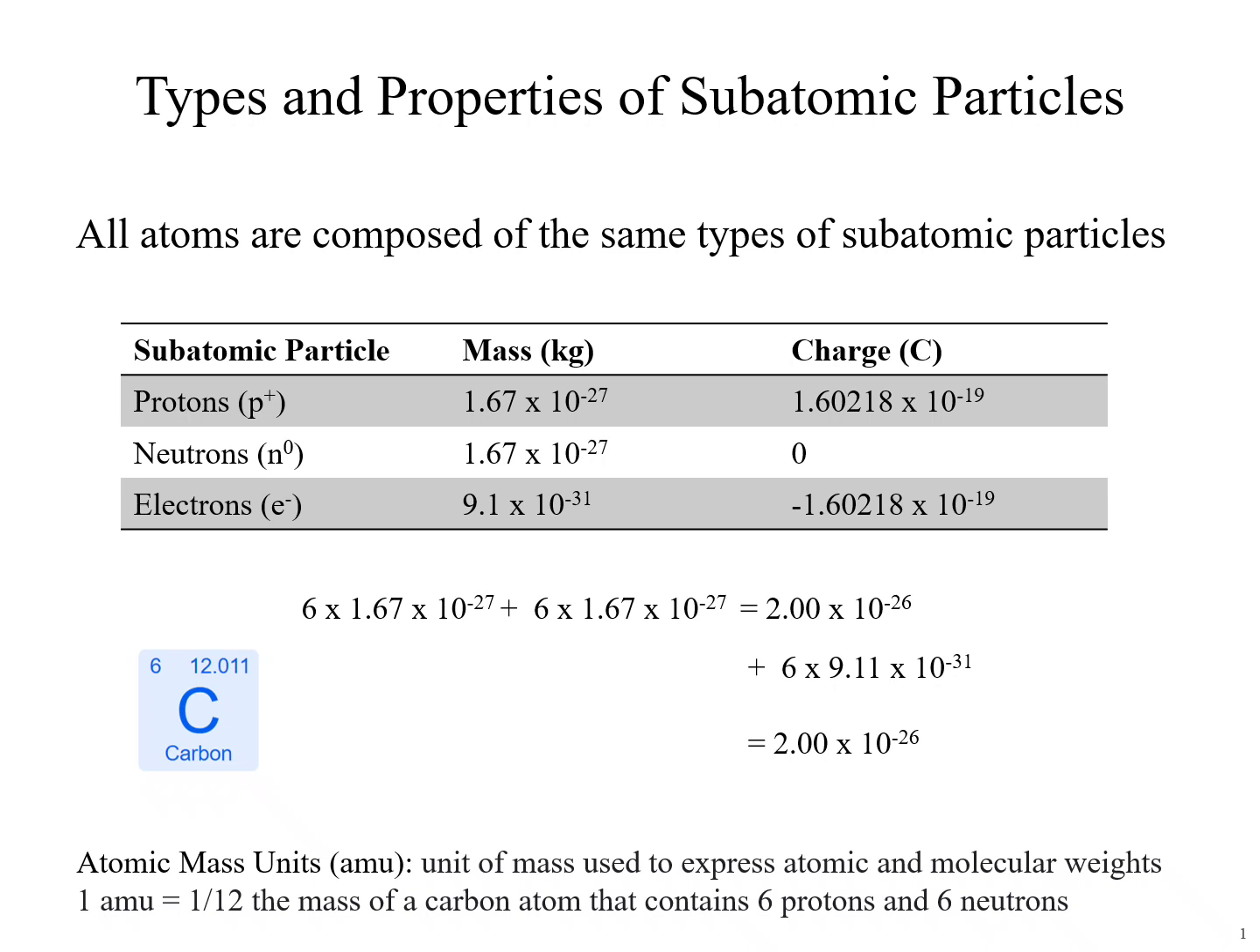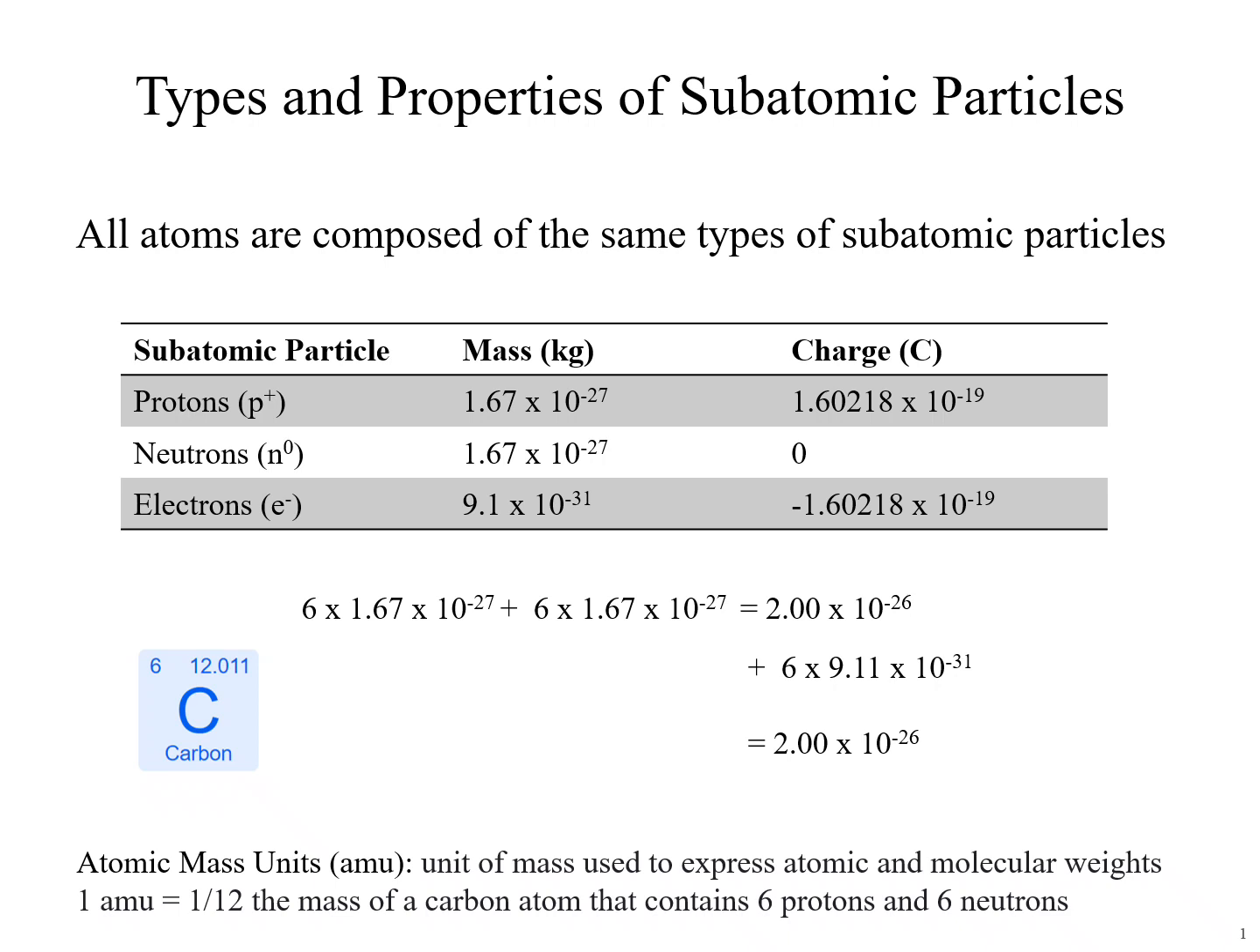So elements are composed of a specific type of atom. For example, the element carbon is composed entirely of atoms of carbon, and the same thing for hydrogen. The element hydrogen is composed entirely of atoms of hydrogen.